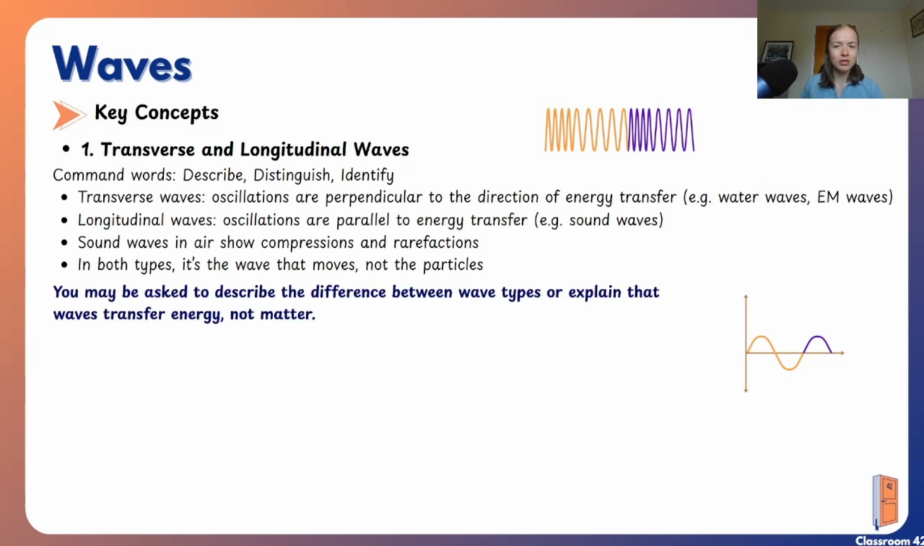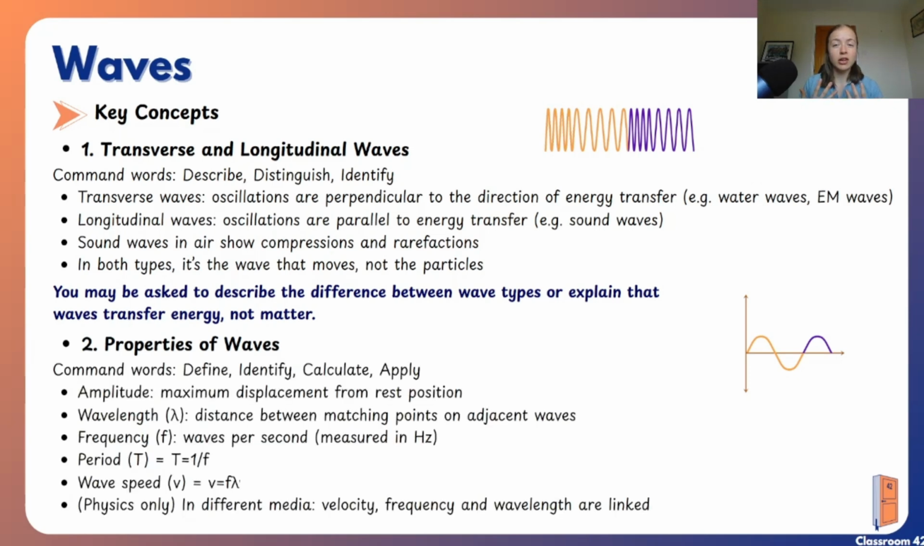So you might be asked to describe the differences between wave types, or just explain that waves transfer energy, not the matter itself. And we also need to know the properties of waves, so that includes the amplitude, which is the maximum displacement from rest position, the wavelength, which is the distance between matching points on adjacent waves, frequency, which is the waves per second, measured in hertz, and the period of a wave, which is 1 divided by the frequency.